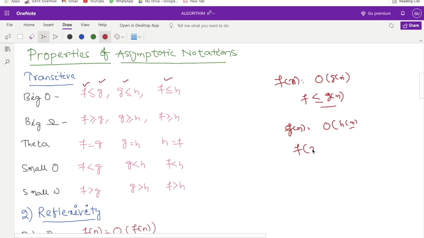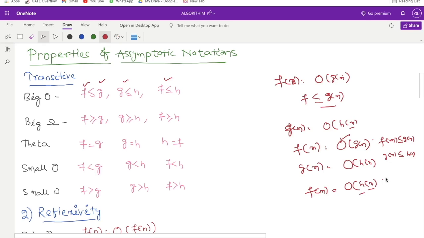That means I have f(x) equals big O of g(x), and I have g(x) equals big O of h(x). What does this imply? This implies f(x) is less than or equal to g(x). This implies g(x) is less than or equal to h(x). So our relation is big O. So can I write f(x) equals big O of h(x)? What does this mean? This means f(x) is less than or equal to h(x).